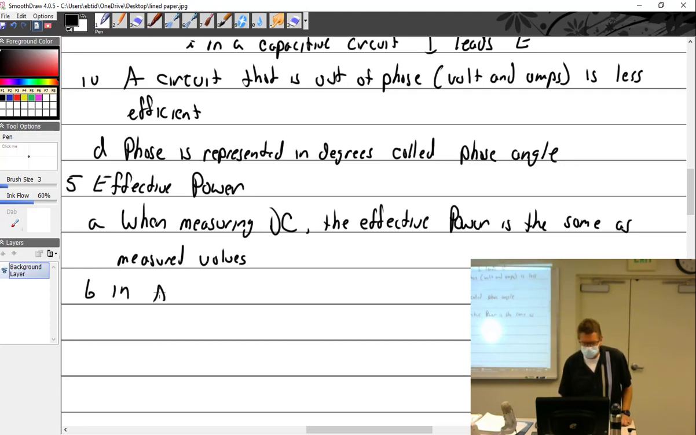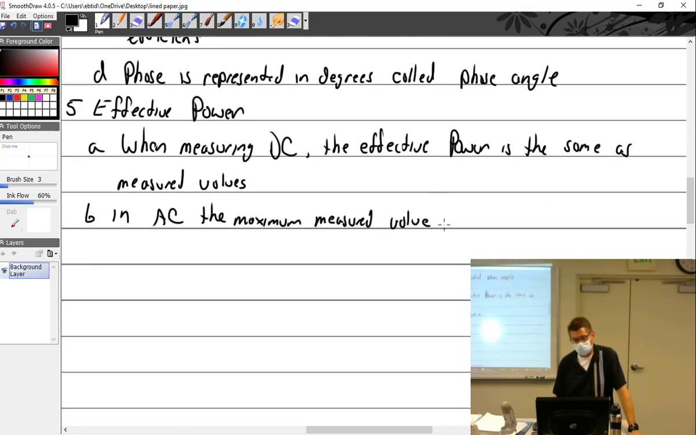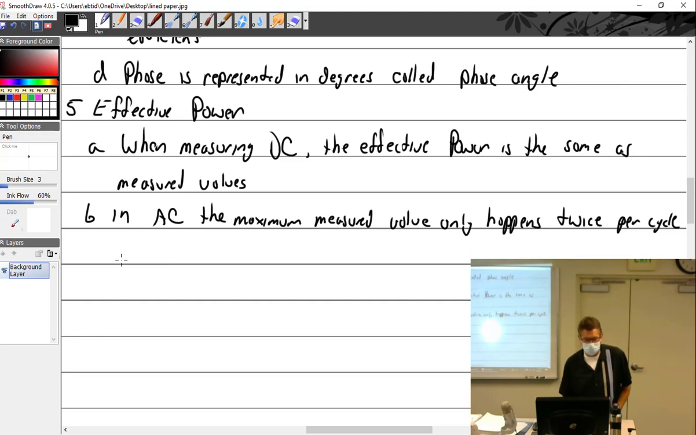So in AC, the maximum measured value only happens twice per cycle. Once up and once down. Twice per cycle. Therefore, you got to come up with an average. An average value must be obtained.